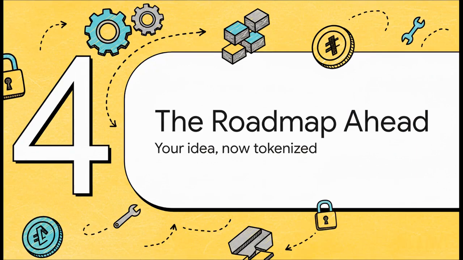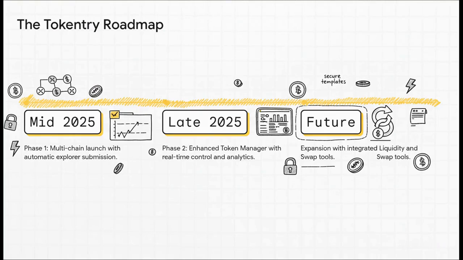And look, this isn't just about what the platform can do today. A huge factor is knowing there's a vision for the future, right? You want a platform that's committed to growing right alongside you. So the journey doesn't stop at launch. The roadmap already includes things like an enhanced token manager with real-time analytics, so you can get deep insights into how your token is doing. And further out, they're planning integrated tools to help you create liquidity pools, making it way easier for people to trade your token. It's a platform built to evolve with you.